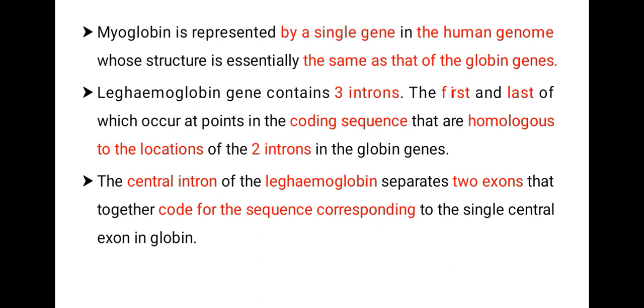Myoglobin is represented by a single gene in the human genome whose structure is essentially the same as that of the globin gene. Leghemoglobin gene contains 3 introns, the first and last of which occur in points homologous with the 2 introns in the globin gene. The central intron of the leghemoglobin gene separates 2 exons that together code for the sequence corresponding to the single central exon in globin.